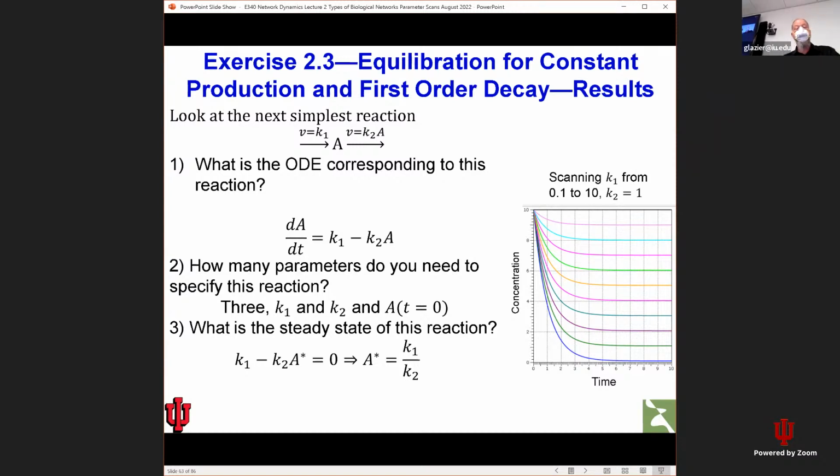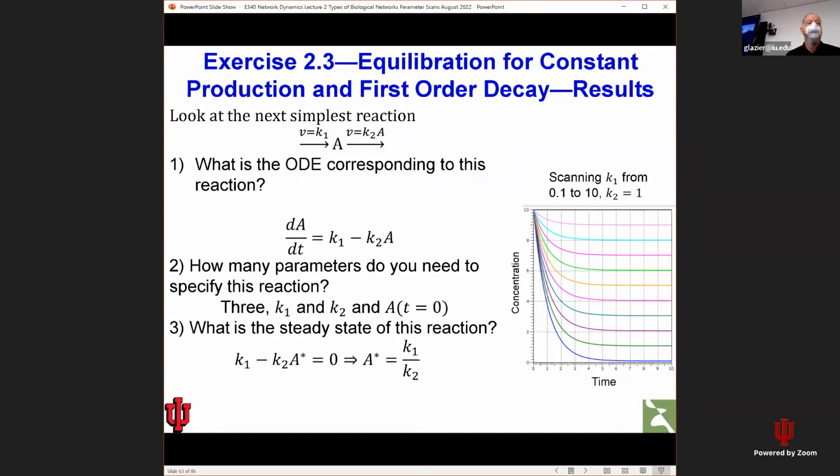That's a good question. In this case, I'm changing K1 and not K2. And so the answer is that the time scale is determined by K2 and not by K1. And it's a very good question about why that is. Why would the time scale depend only on the decay rate and not on the source rate?